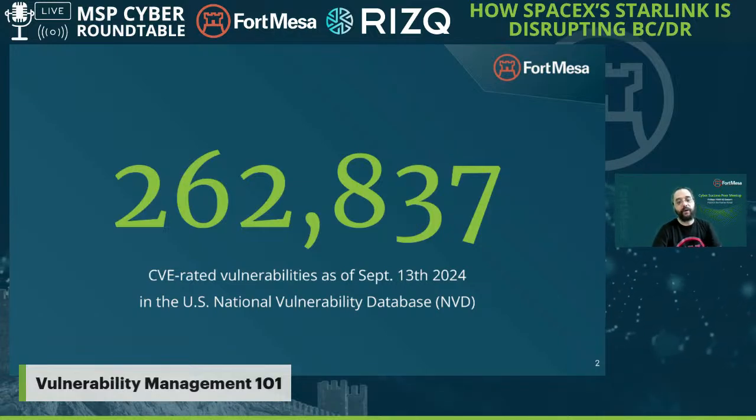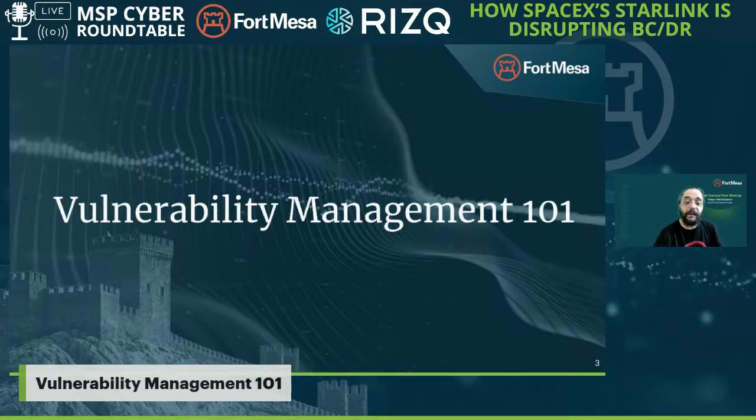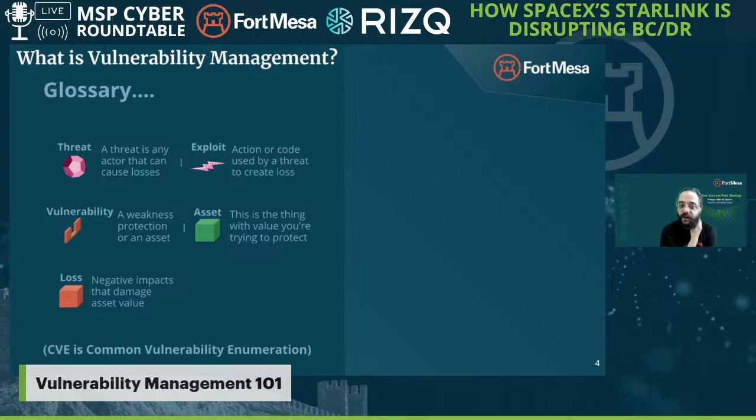But I am going to go through a quick 101. What is a software vulnerability? Really fast version, before we jump into what is a vulnerability, let's talk about the words that surround a vulnerability. There's a little bit of a glossary here. A threat, which is an actor that can cause a loss. An exploit, which is, we hear about attackers using exploits. They're usually bits of reusable code.